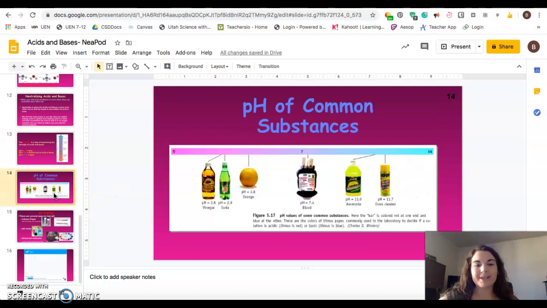Now here are some common substances you'll see. Vinegar, so pretty acidic. Soda, it's also pretty acidic, pH of 3.8. Blood is slightly basic, 7.4, barely basic, because 7.0 is where it's neutral. Ammonia, oven cleaner, these things are all very basic.